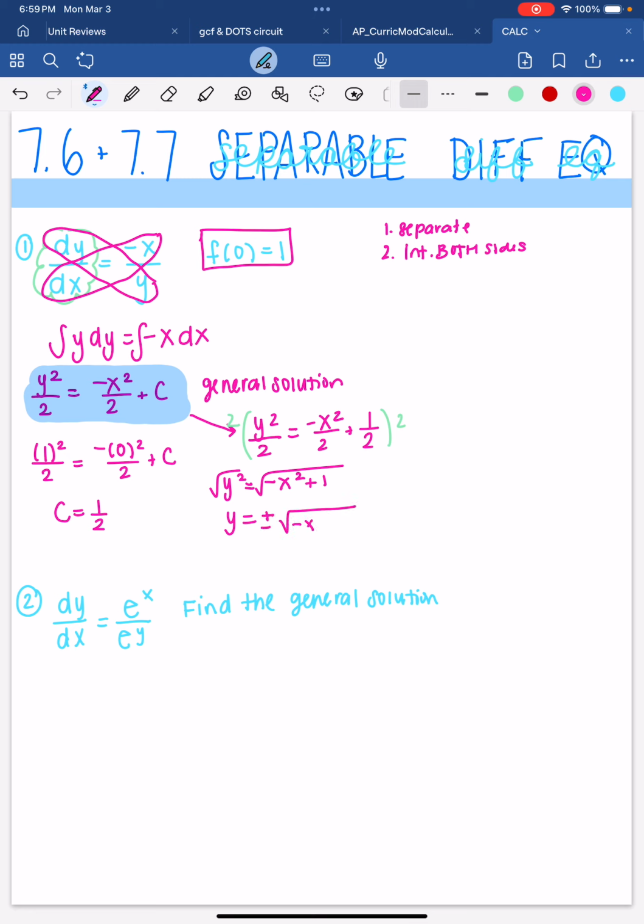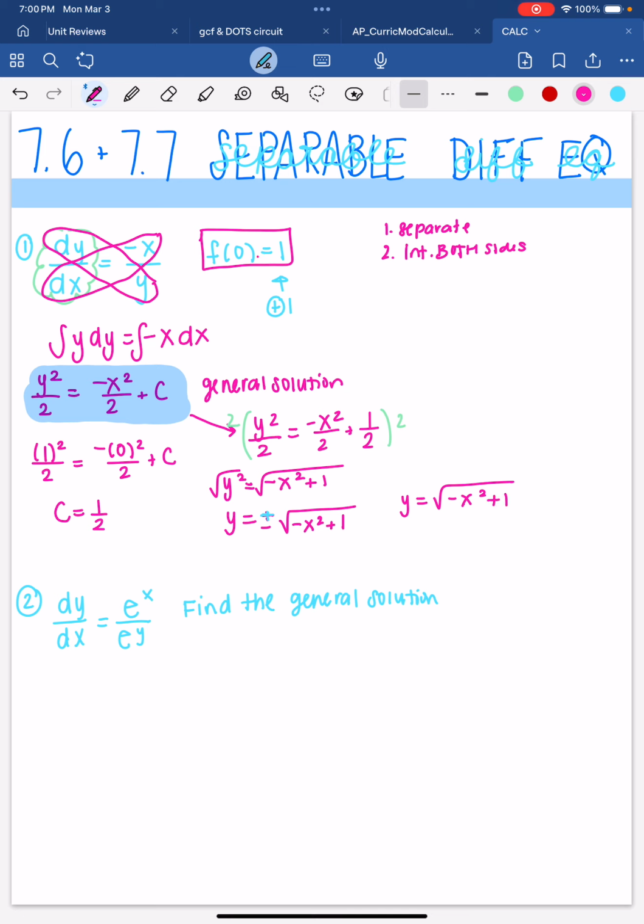And we're going to chat about how do I know if it's plus? How do I know if the particular solution is minus? Well, it has to do with the initial condition. Do you see how the initial condition is equal to a positive 1? So that means we're going to choose the positive of this square root. So the particular solution is going to be y equals the square root of negative x squared plus 1.